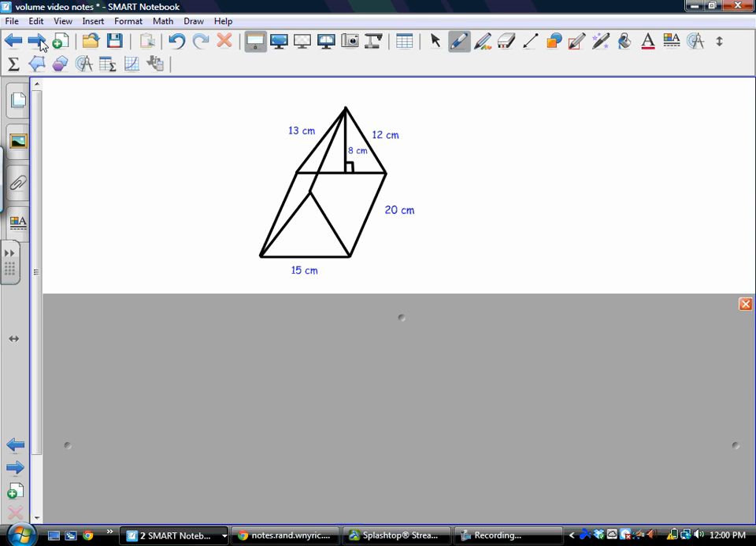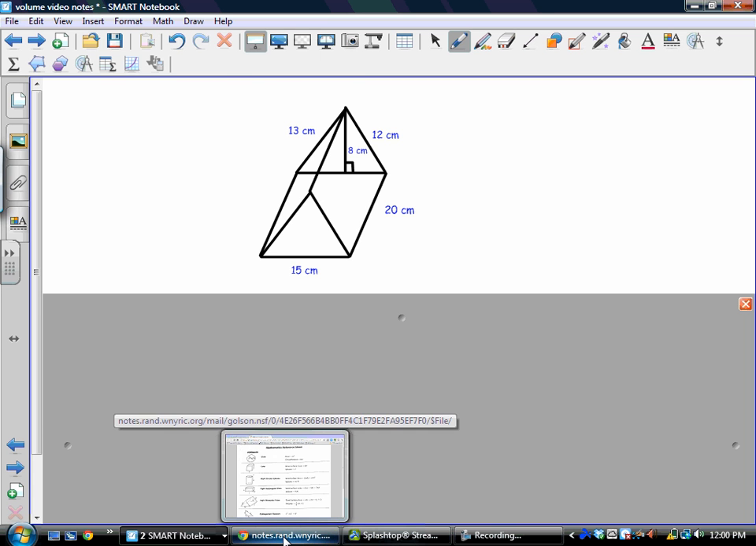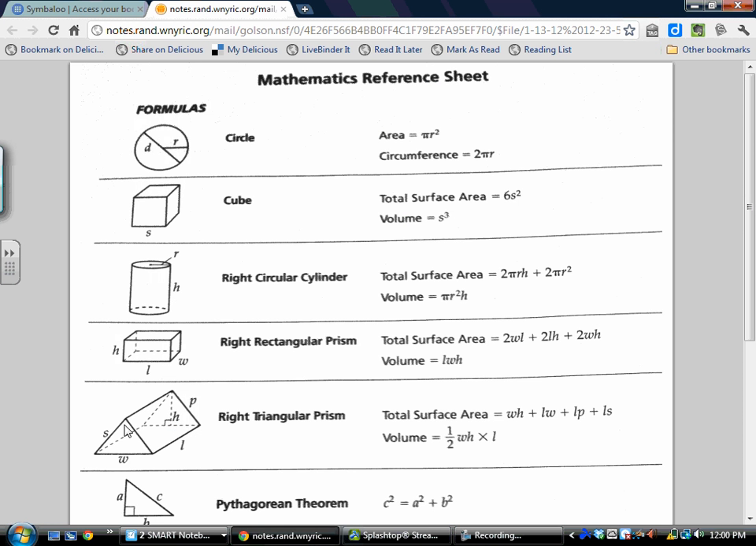So now let's do triangular prism. Same thing. We have our picture. We're just going to go to our reference sheet that we're given, match up ours with the one they give us. This one right here. Look at the formula, see what we need. Formula is 1/2 times width times height times length. I don't like the way they write it, but that's the way they give it to us, so that's the way we're going to use it.